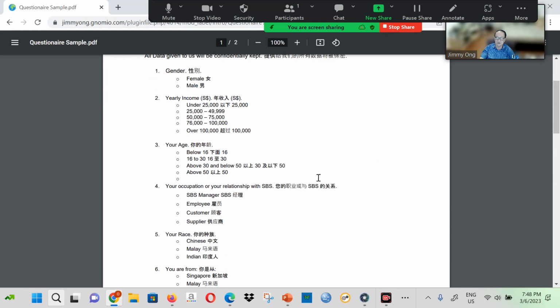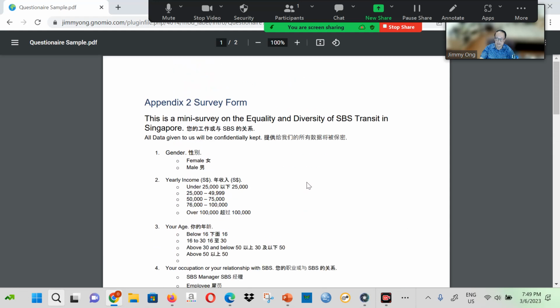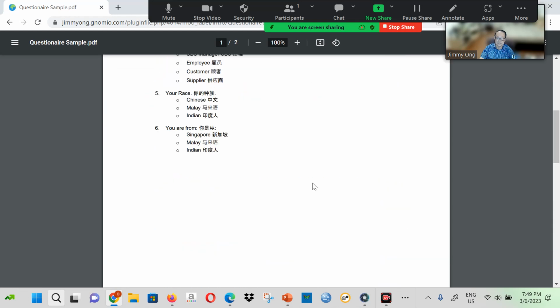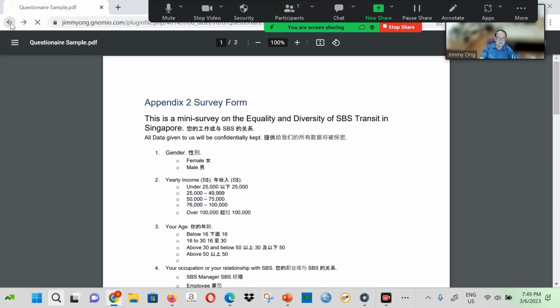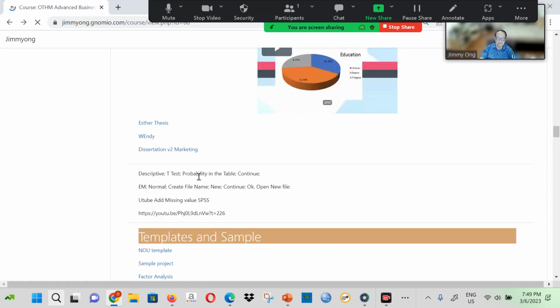I have already shown you how to make a question from Google form. From Google form, how you transfer to Excel, how to transfer to Google Sheet to Excel to SPSS. I already showed you before. So now I'm showing you the end result. This is the questionnaire. Just simple, 2 pages only. Okay, that is the ethical letter.